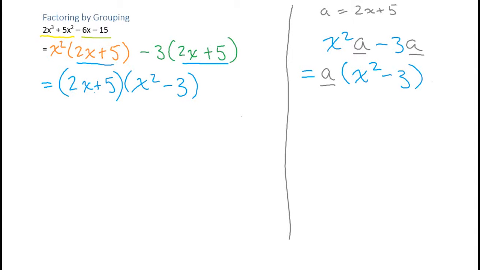Now, if you're asked to factor fully, this x squared minus 3, we could look at it and try to figure out if we can factor it more. It kind of looks like a difference of squares. There's one reason why it doesn't work. 3 is not a perfect square. So we're done.